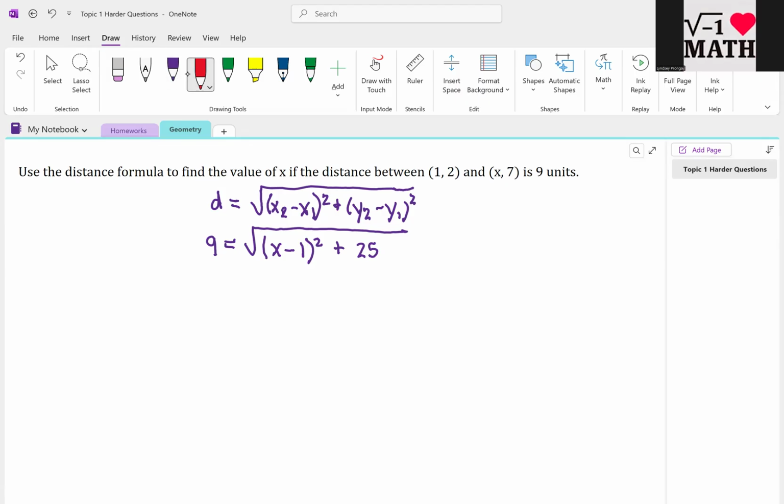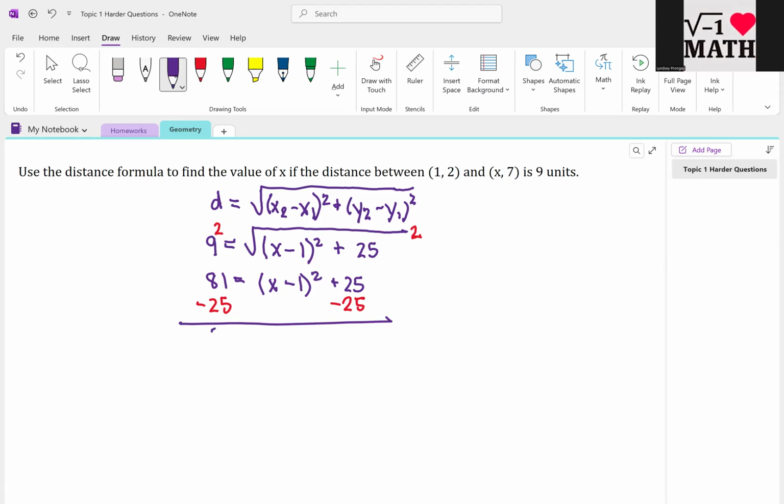Now I have this giant square root that I need to get rid of if I'm going to now solve this equation for x. So our first step is to square that side to get rid of the square root. Whatever you do to one side, you do to the other side. So that's going to give us an 81. Square root is gone, so we're going to have x minus 1 squared plus 25. Now I need to get rid of that plus 25, so I'm going to subtract both sides by 25.